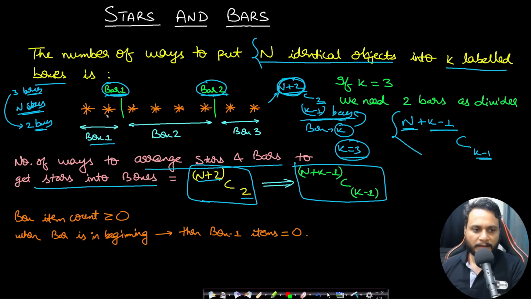Okay. Now you can also see that a bar can be present right in the beginning, and if bar 1 is present right in the beginning, then in that case the first box will be empty. It will have 0 stars.